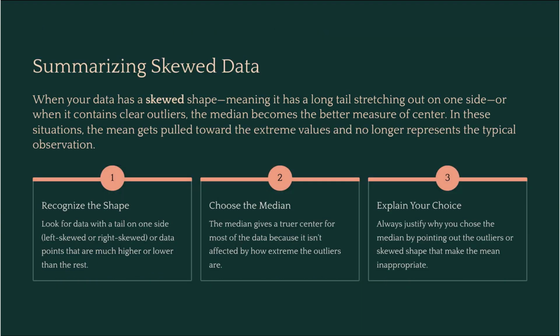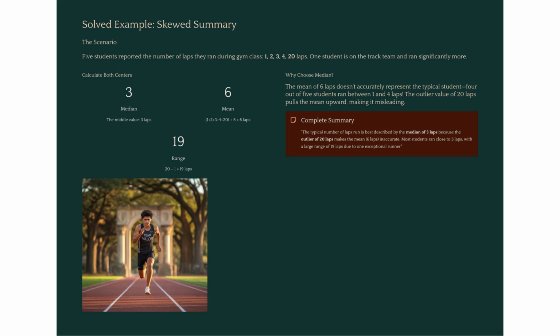When the data is skewed or has outliers, you must use the median to describe the center. The summary needs to state the median and briefly explain why you chose it over the mean. You would mention that the outlier makes the mean inaccurate, while the median gives a better, more stable summary of the typical observation. Look at the skewed set.